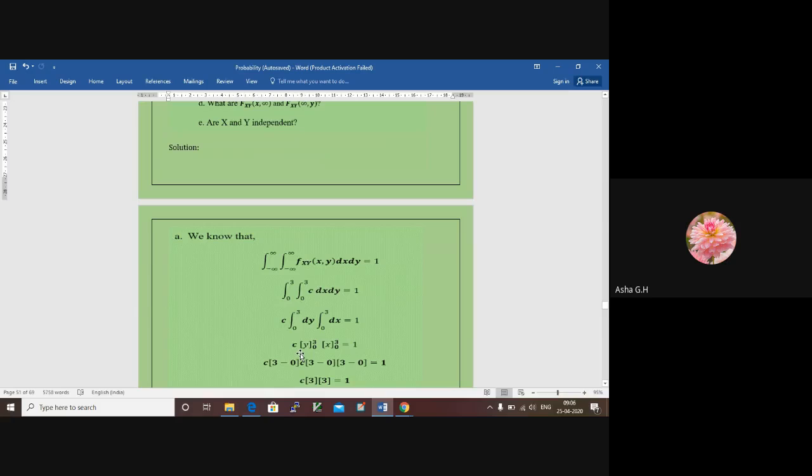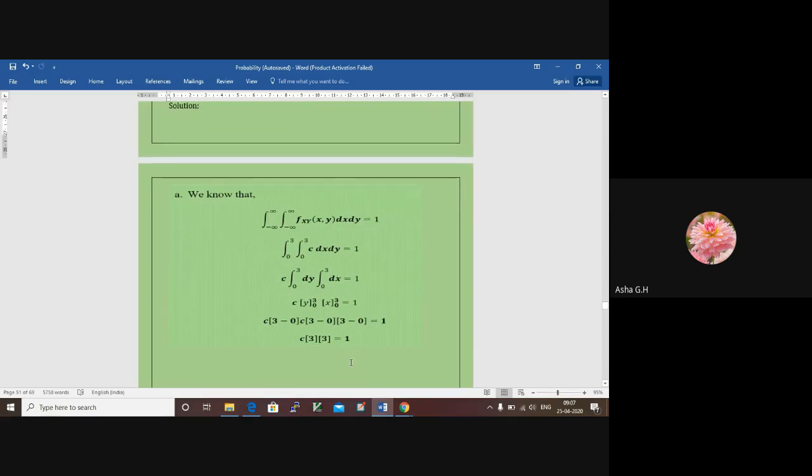Just simplify this. Now y can take the value 3 and 0. Upper limit is 3, lower limit is 0. Upper limit for x is 3, lower limit for x is 0. When you substitute this, you will get this equation. Substitute this and equate it to 1. You will get c is equal to 1 upon 9.